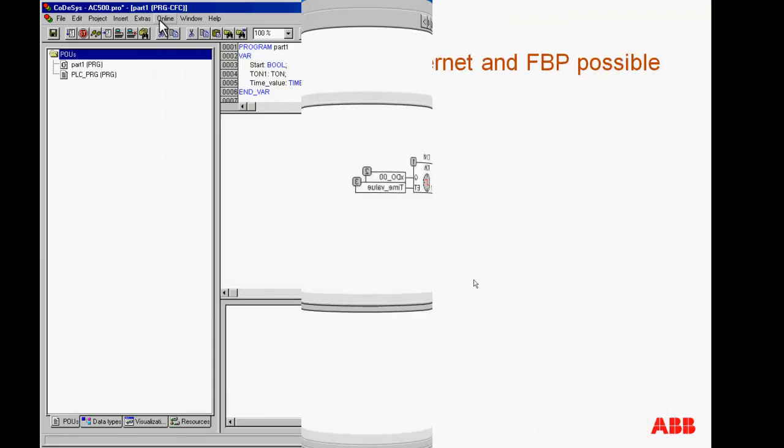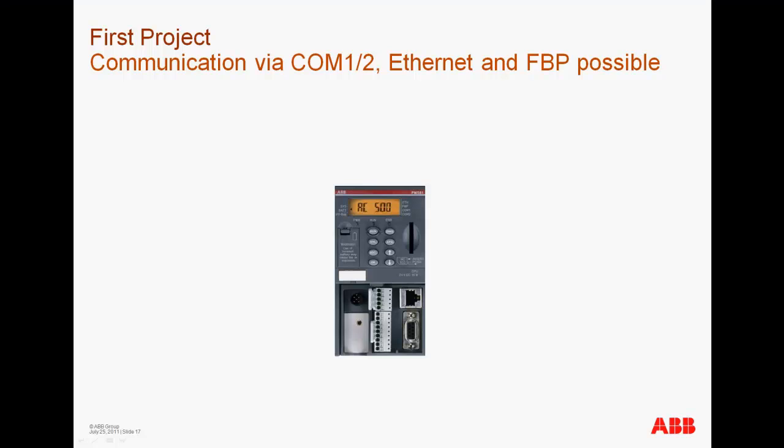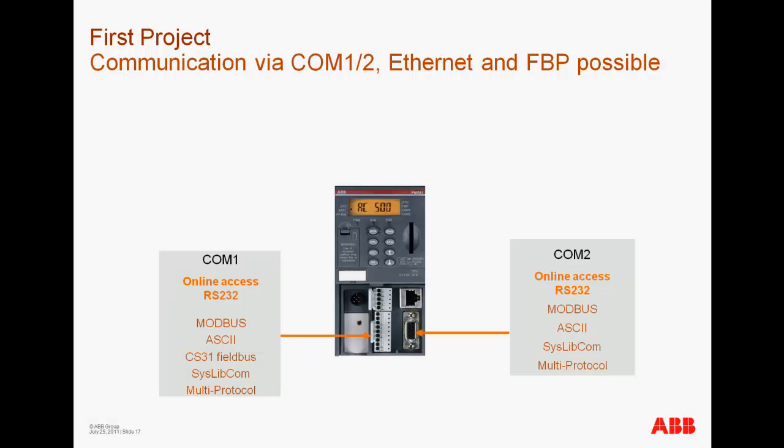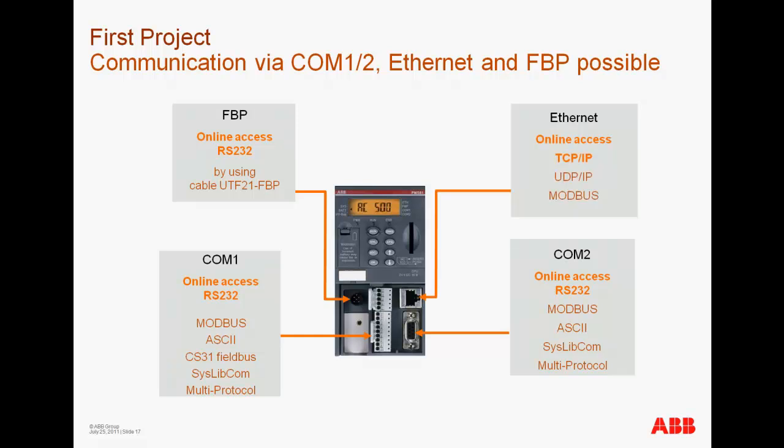The AC500 controller proposes different options to download the program. First, you can use an RS-232 serial connection, whether COM1, identified by a 9-pin connector, or COM2, identified by a 9-pin sub-D. You can also use a fieldbus plug connection, identified by the FBP connector. But also, and the most often used due to fast transfer, the Ethernet connection, identified by the RJ45 connector.